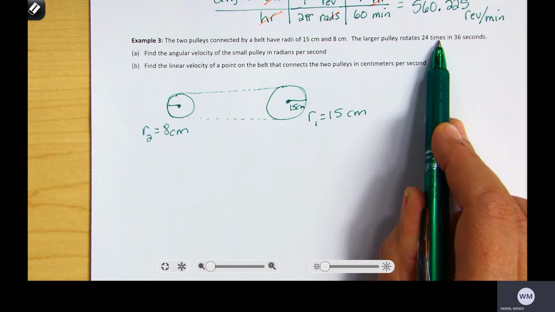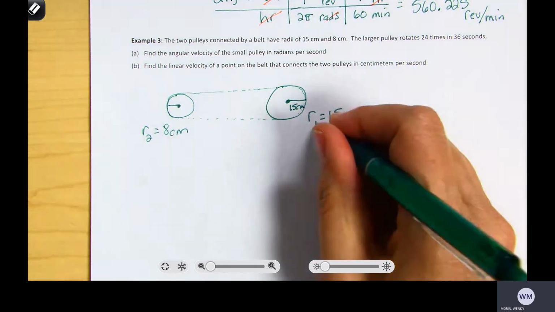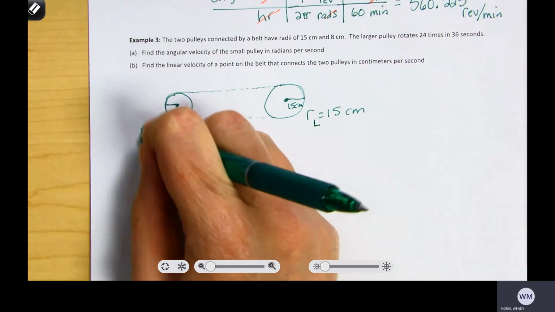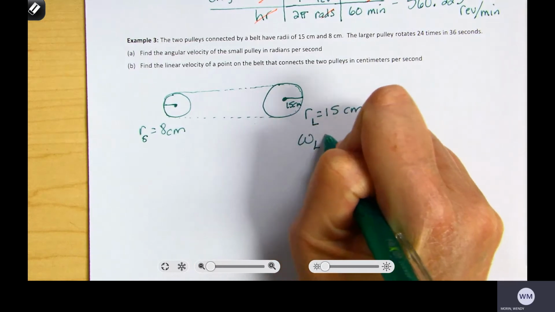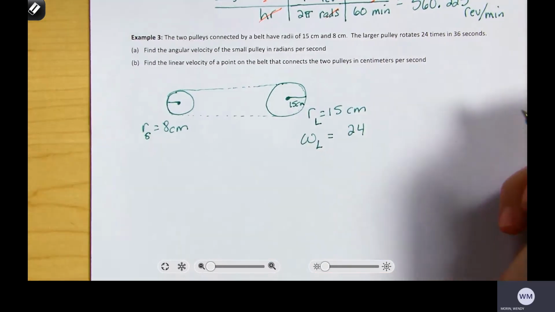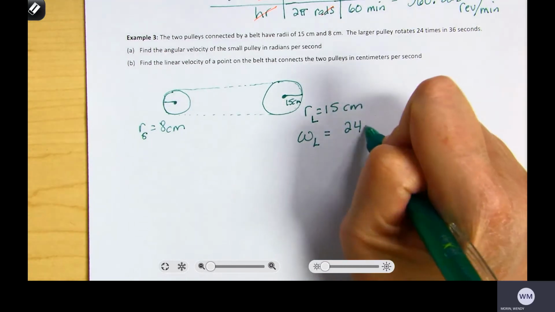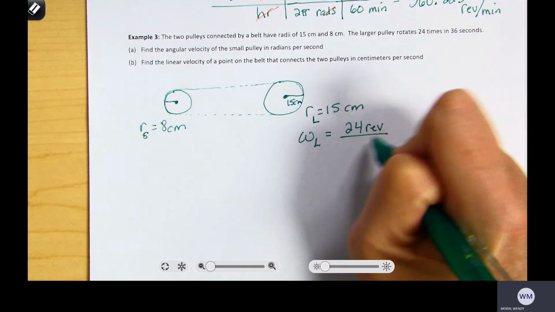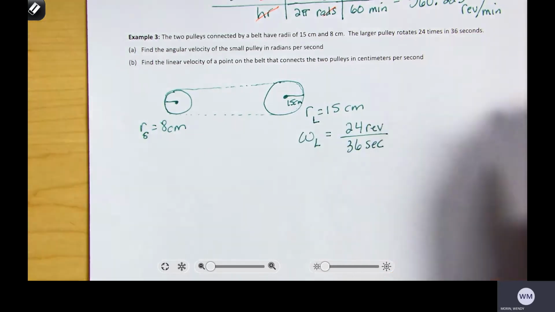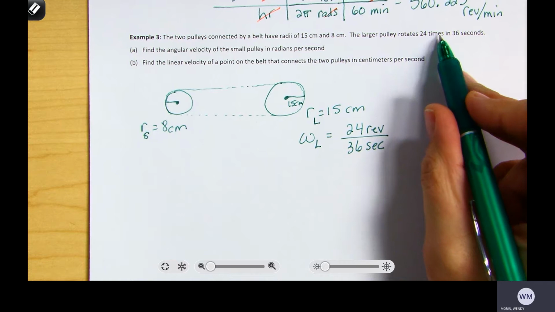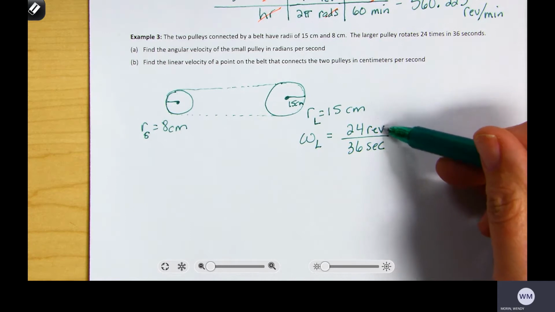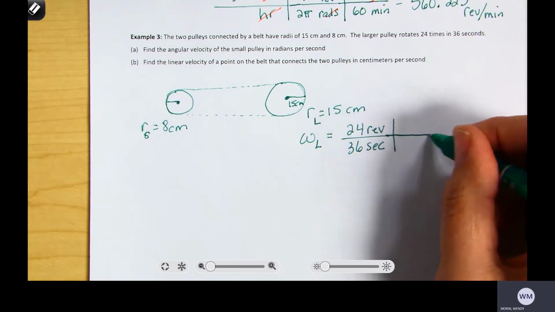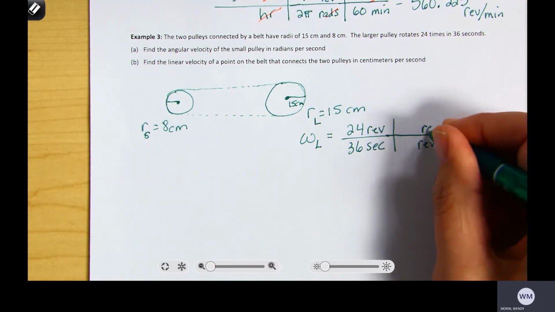So maybe angular velocity, so the larger one, and again, we can call this the larger one, and we can call this the smaller one. So the angular velocity of the larger one is 24 times, or 24 rotations, or 24 revolutions per 36 seconds. Times, rotations, revolutions, all the same thing. However, we cannot call this angular velocity because it's not radians.